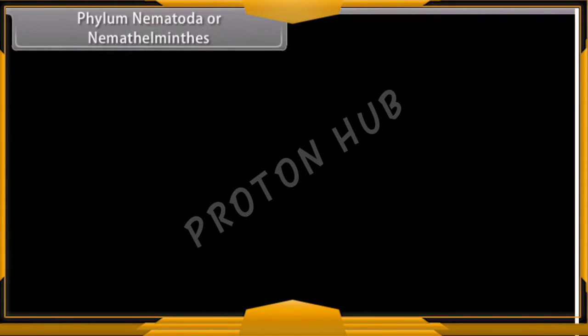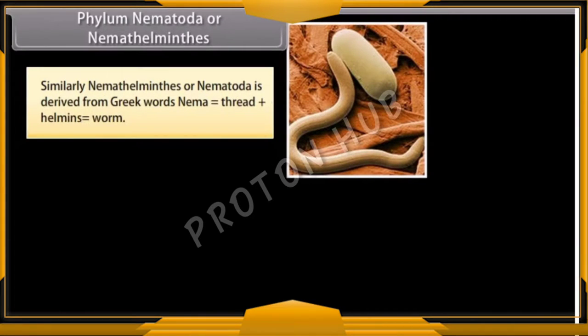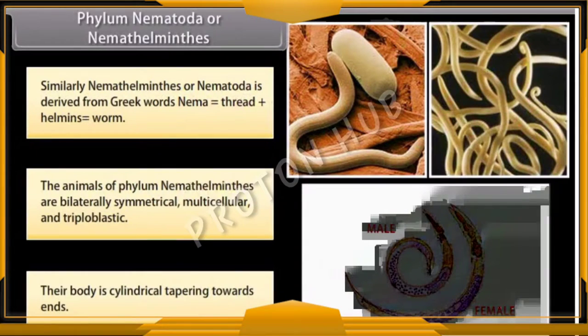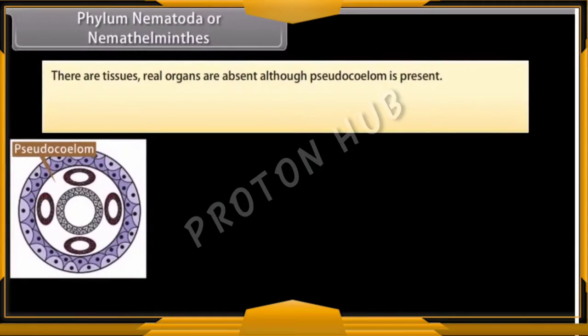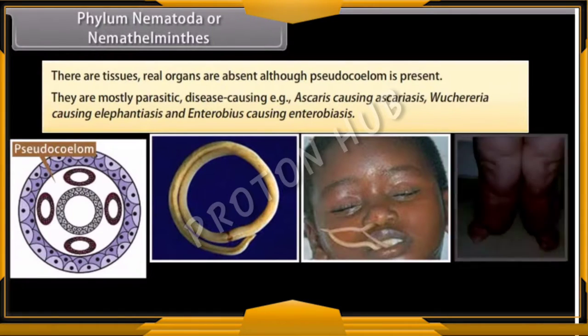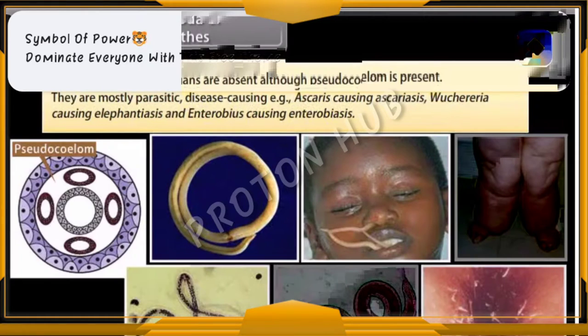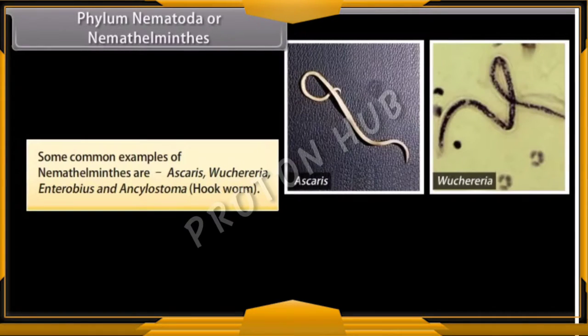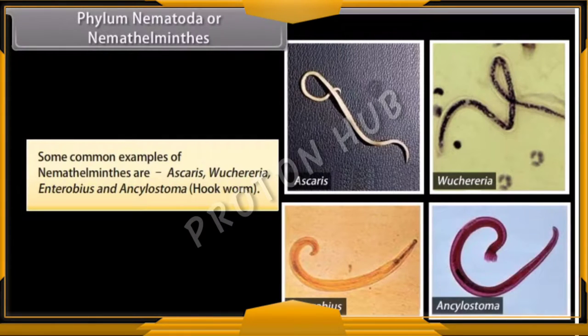Phylum Nematoda or Nemathelminthes. Similarly, Nemathelminthes or Nematoda is derived from Greek words nema, which is thread, plus helminthes, worm. The animals of phylum Nemathelminthes are bilaterally symmetrical, multicellular, and triploblastic. Their body is cylindrical, tapering to its ends. There are tissues. Real organs are absent, although pseudocoelom is present. They are mostly parasitic disease-causing, example, Ascaris causing ascariasis, Wuchereria causing elephantiasis, and Enterobius causing enterobiasis. Some common examples of Nemathelminthes are Ascaris, Wuchereria, Enterobius, and Ancylostoma, hookworm.